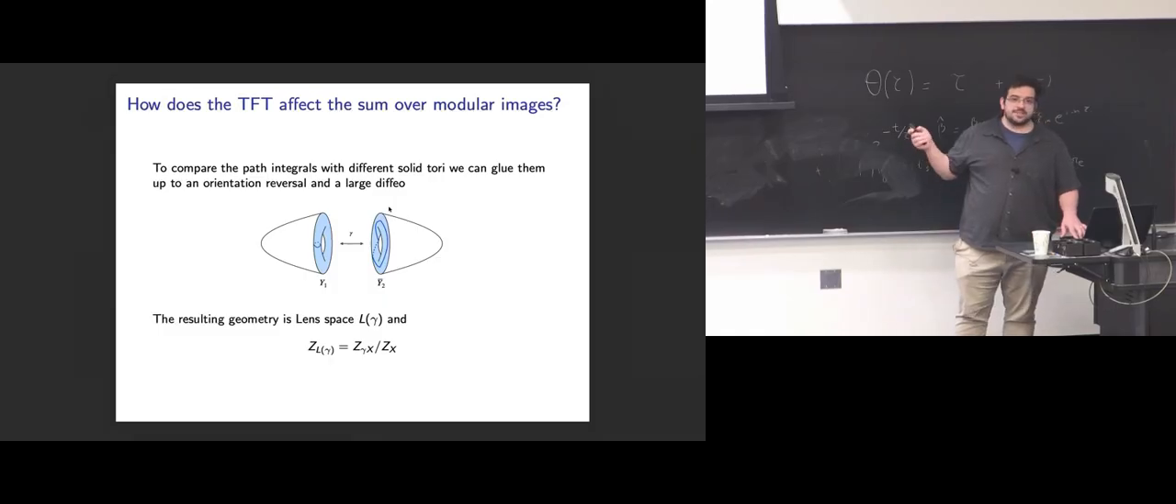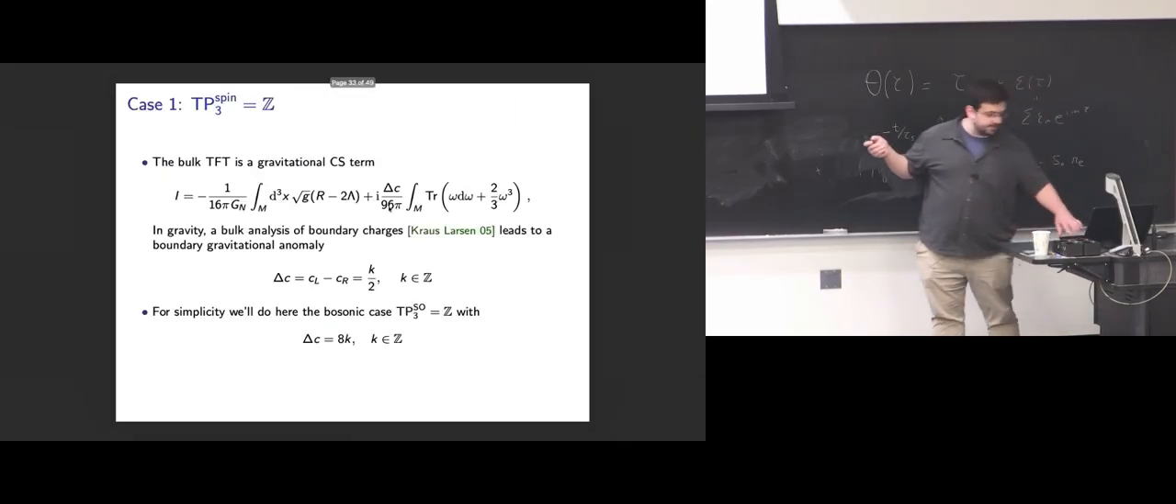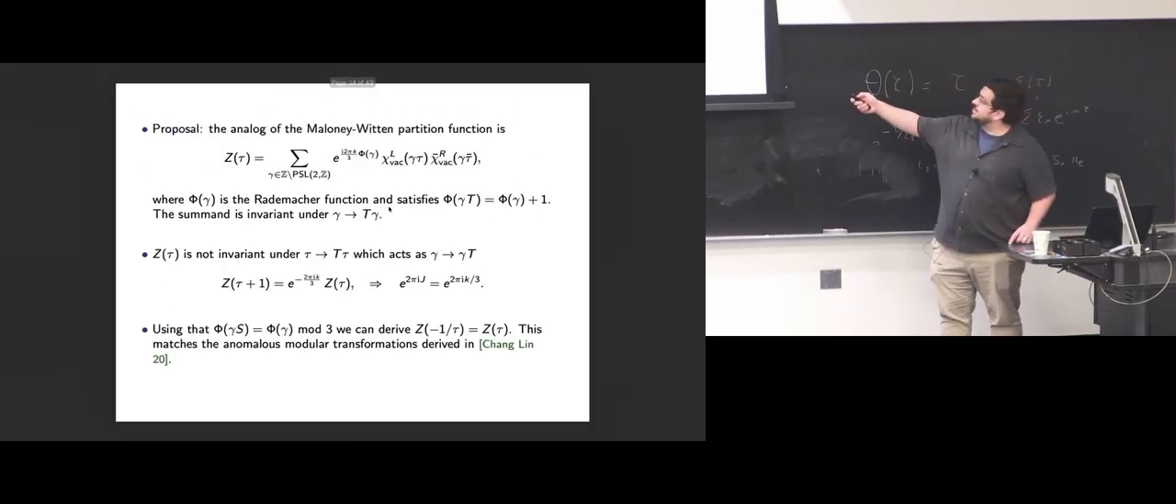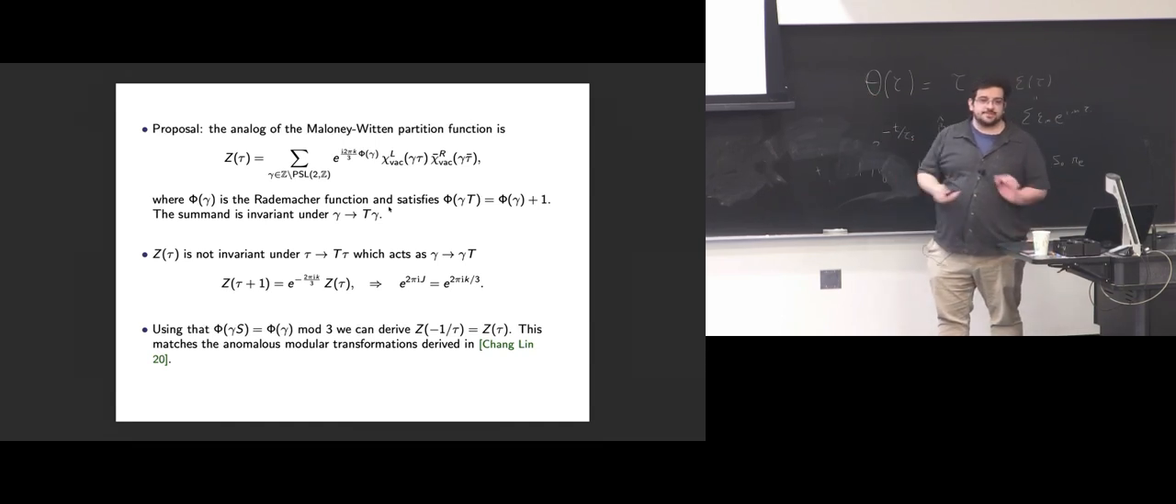But here the gravitational Chern-Simons appears in two ways, right? One is to produce this change in the central charge, and the other one is to add this phase. Yeah.